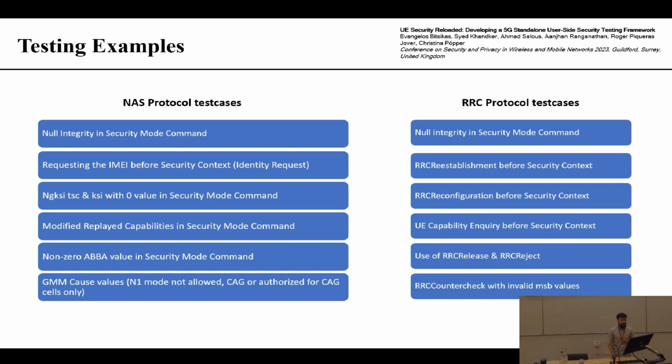For RRC, it's kind of similar logic. We have null integrity again, re-establishment, reconfigurations, and UE capability inquiry before the security context, various uses of RRC release and rejects, and the counter check with invalid MSB values.